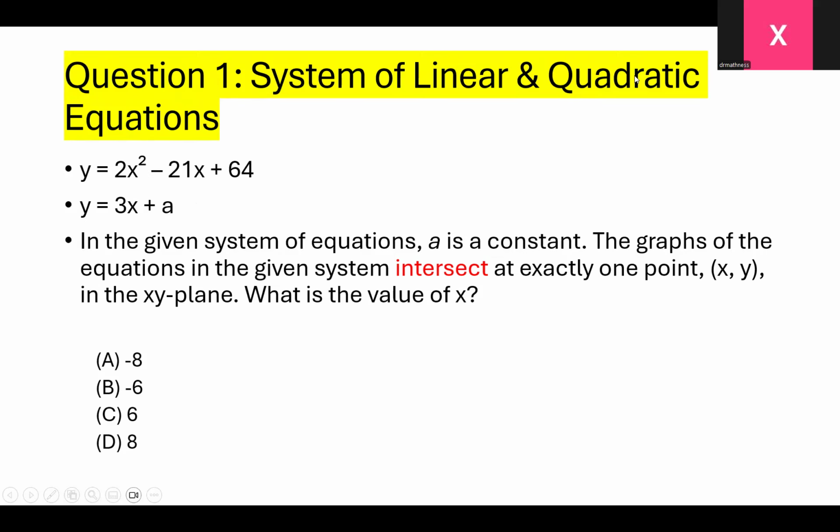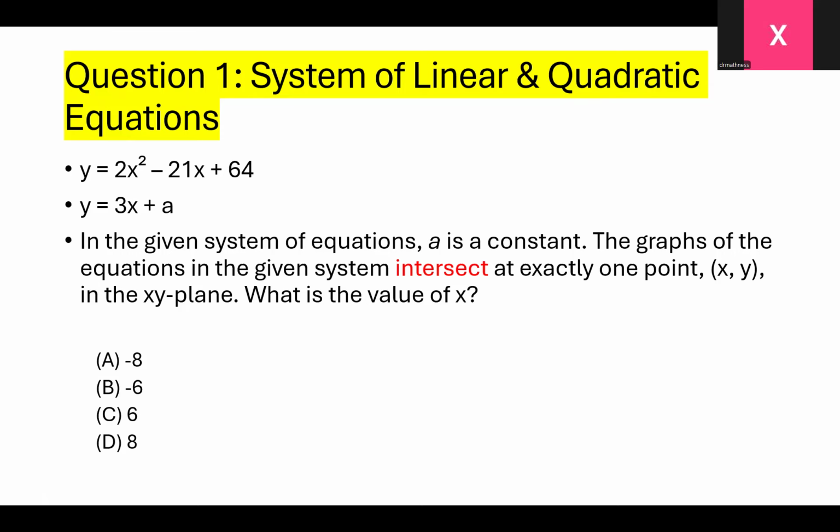The first question is related to the system of linear and quadratic equations. For example, when we are given these two equations, one equation is the linear one, and the other one is a quadratic equation. We know it's a bit difficult to solve the quadratic term equations. And a is a constant. So the graphs of the two equations intersect at exactly one point, (x, y), in the xy-plane. So what's the value of x?